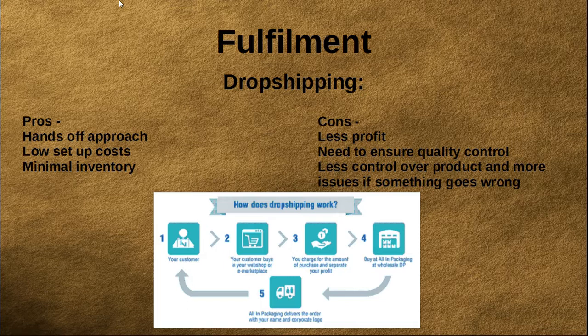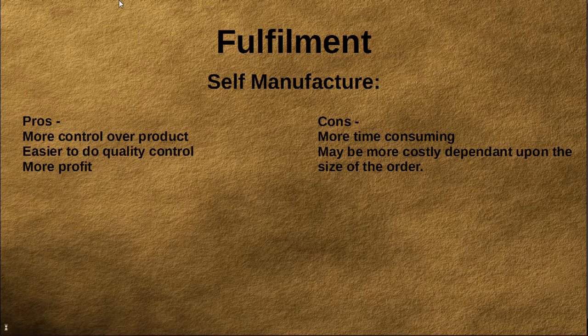But if you're not manufacturing it, if you're not sending it out, you need to know that the company that's doing it does make high quality products. Otherwise, it's just going to be harder to sort that out, and there are going to be more issues if something goes wrong. The other option, which is obviously the simpler option, is the self-manufacturing option. And the great thing about this one is that you have more control of your product. It's easier to do quality control, and obviously the biggest thing is you're going to get more profit because you're not paying someone else to manufacture your product for you.